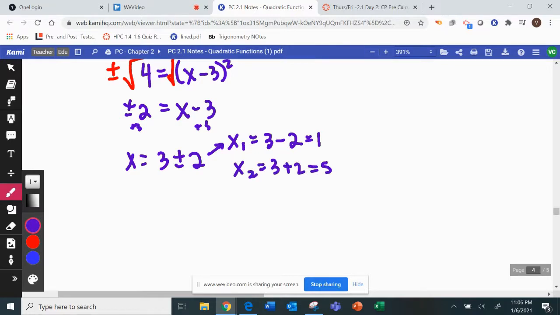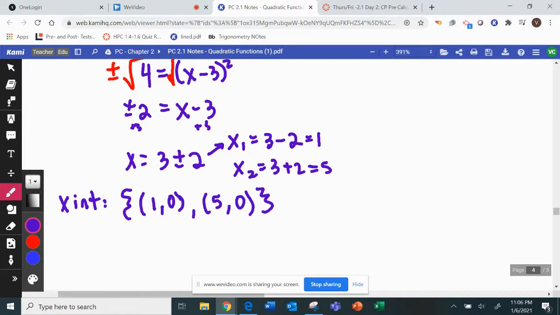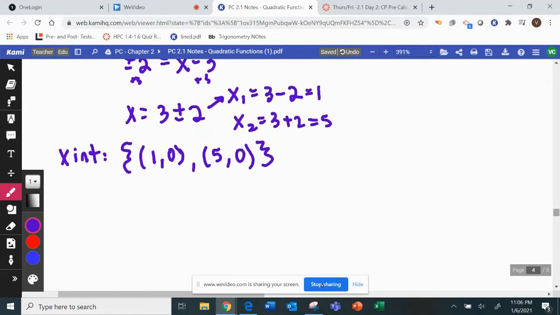And then we're going to write them as x-intercepts, which are ordered pairs. 1, 0, 5, 0. You will see that I wrote them from smallest to greatest. I put them in order from left to right. And then I wrote them as a collection of solutions in the fancy brackets. So that would be our x-intercepts.